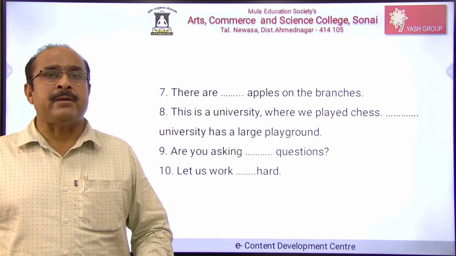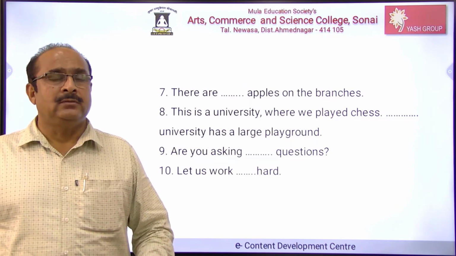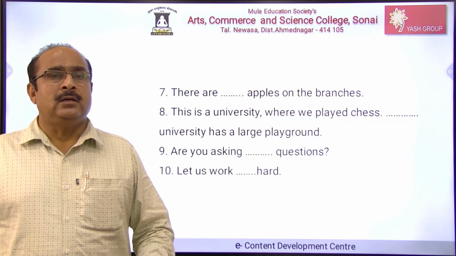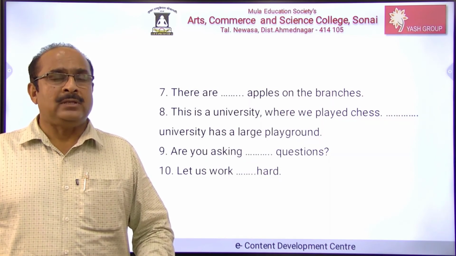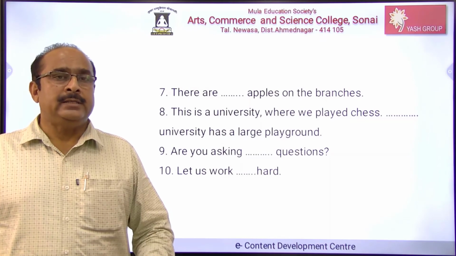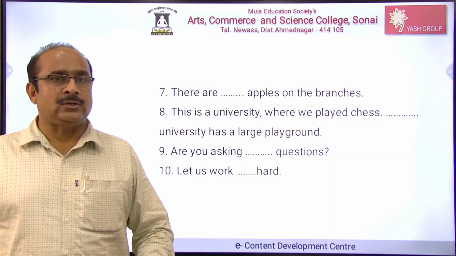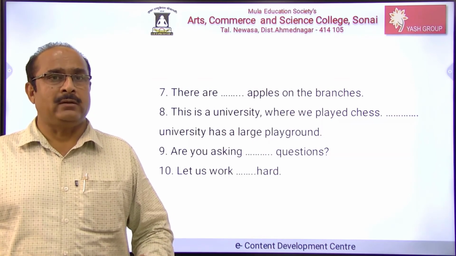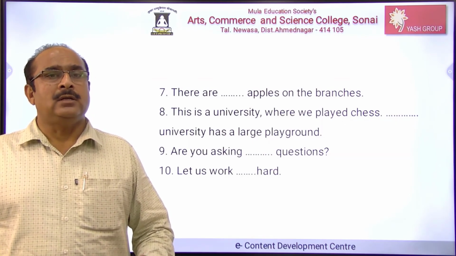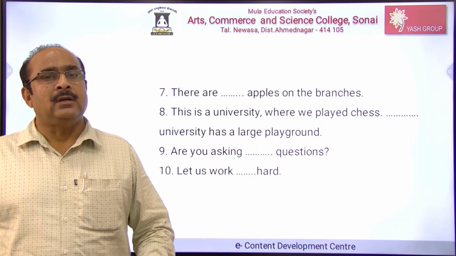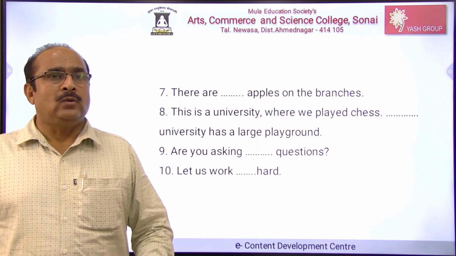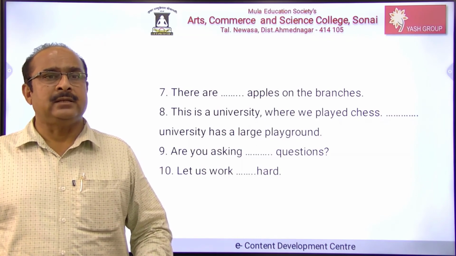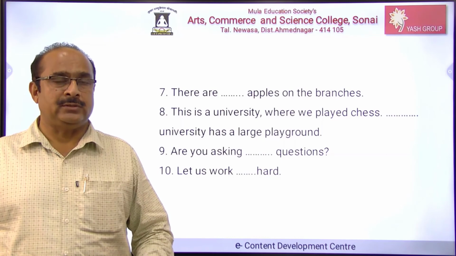There are dash dash apples on the branches. Now, once again, the rule that applies here is that the word apples is a noun. It is in its plural case. It is not singular, right? More than one apple. So it is plural. And since it is plural, we shall not use an article. The correct sentence is: there are apples on the branches.